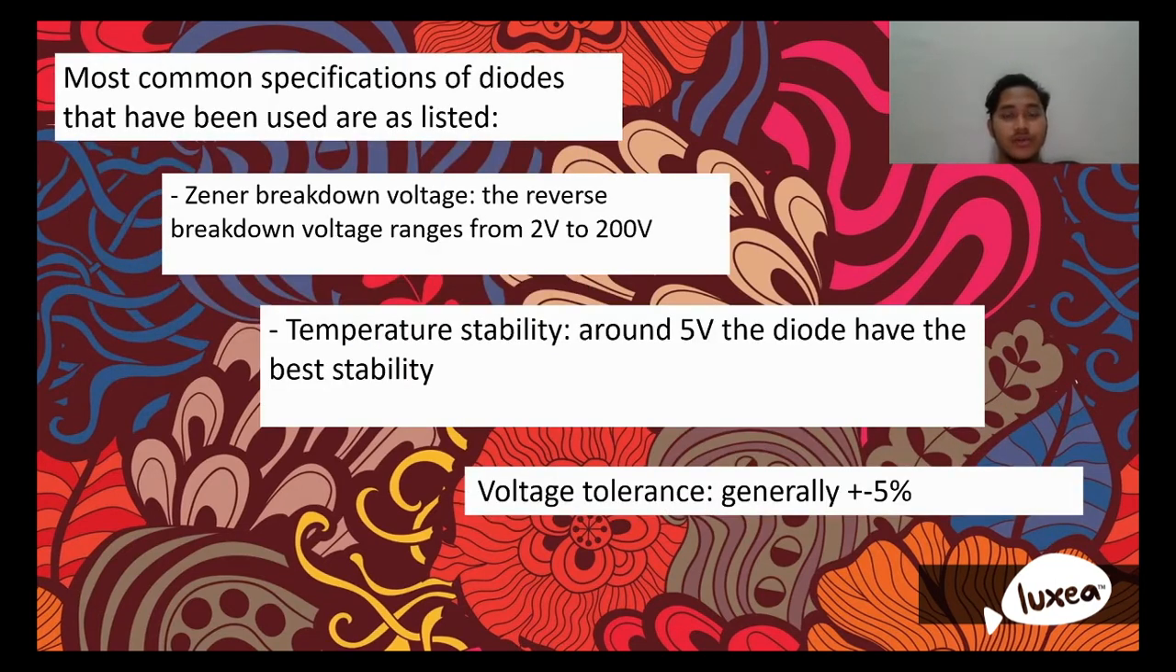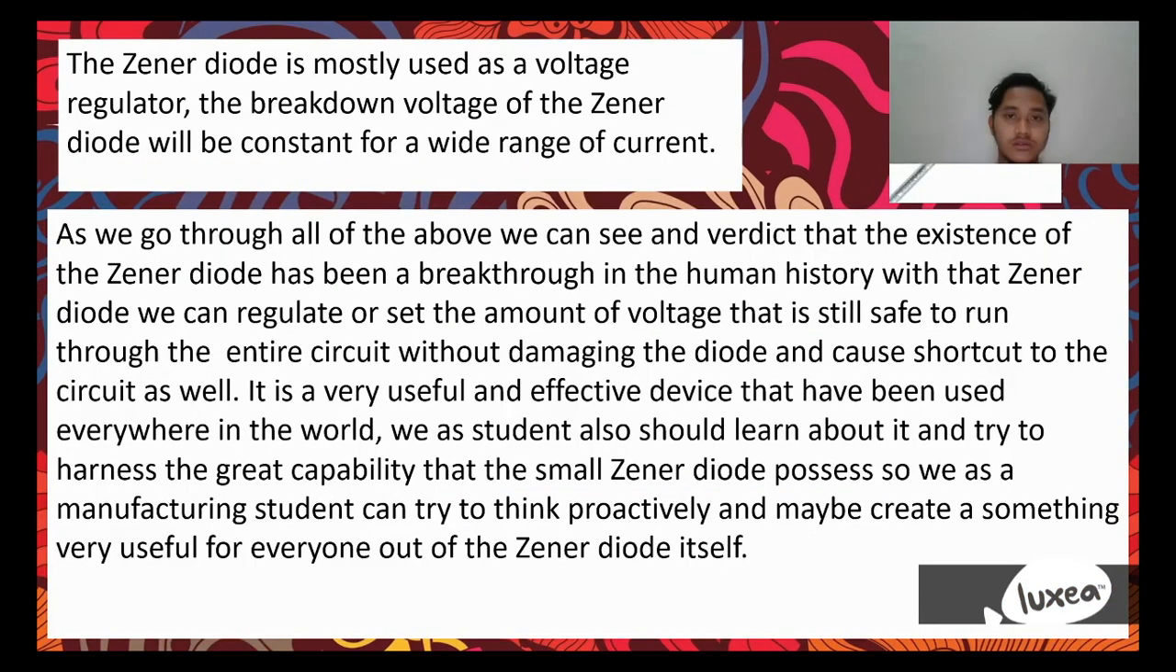Next, for the most common specifications of diodes that I saw through my research, there is the Zener breakdown voltage. The reverse breakdown voltage ranges from 2 volts to 200 volts. Temperature stability is around 5 volts, where the diode has the best stability, and the voltage tolerance is generally plus or minus 5%. The Zener diode is mostly used as a voltage regulator. The breakdown voltage of the Zener diode will be constant for a wide range of current.